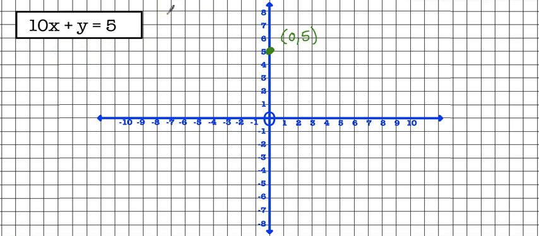Now in order to get the x-intercept, I have to substitute y for 0. So 10x plus y, plus 0 is equal to 5. So this cancels out. I'm left with 10x is equal to 5. In order to get x by itself, I have to divide both sides by 10. 10 divided by 10 is 1. So x is equal to 5 over 10, which is actually a half. So my x-intercept would be at the half mark, right here, in between the 0 and the 1. And all I would do is just draw my line through these coordinates.